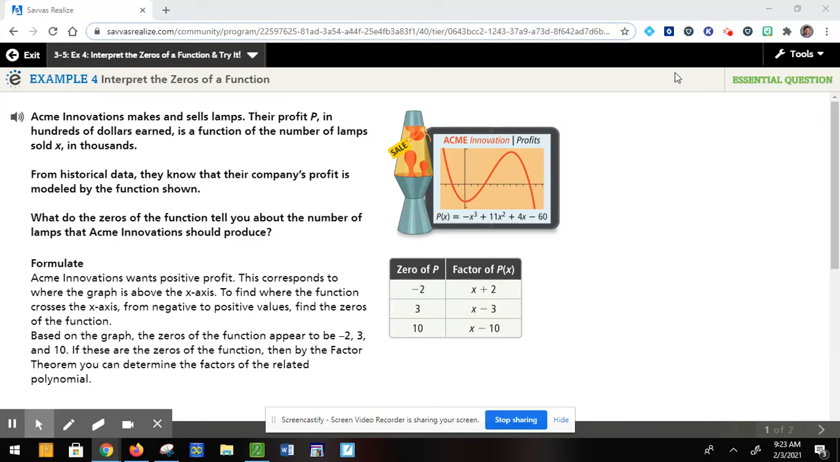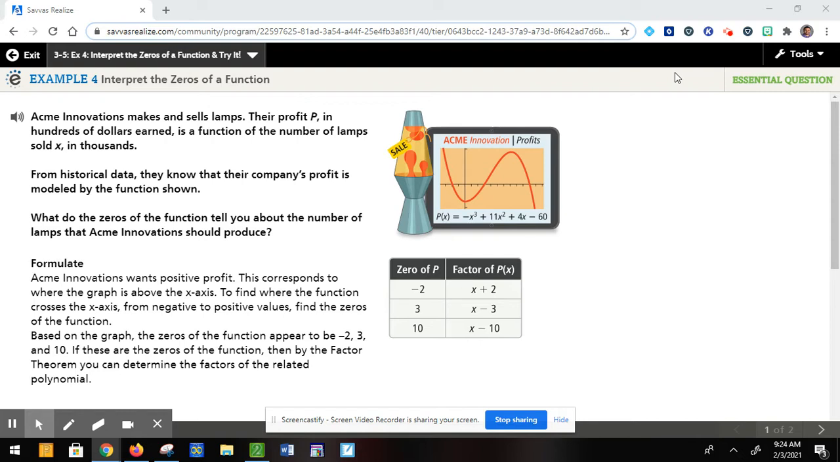Welcome to example 4. We're going to be looking at a question in context where we're going to be looking at the zeros and if they make sense, interpreting them in the context of the question. So first thing here is we're selling lamps, specifically lava lamps. Okay, that's a little different than just lamps.